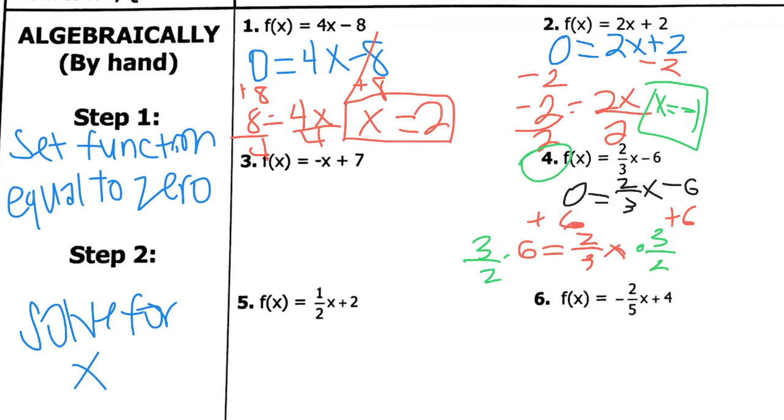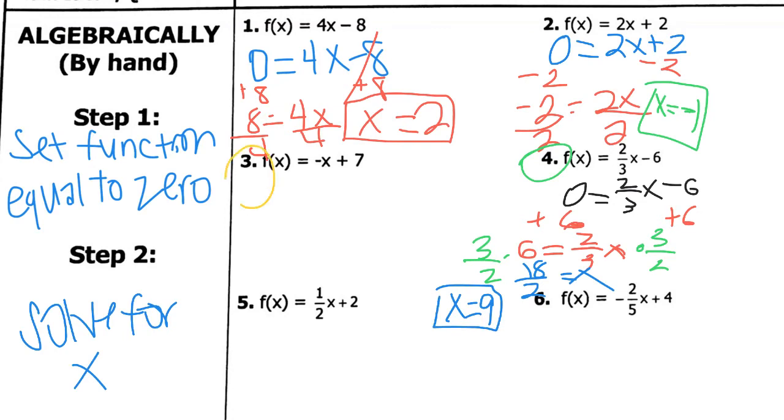What I get then is 3 times 6 is 18. So I would have 18/2 is equal to x. So 18 divided by 2 is 9. So x is equal to 9.